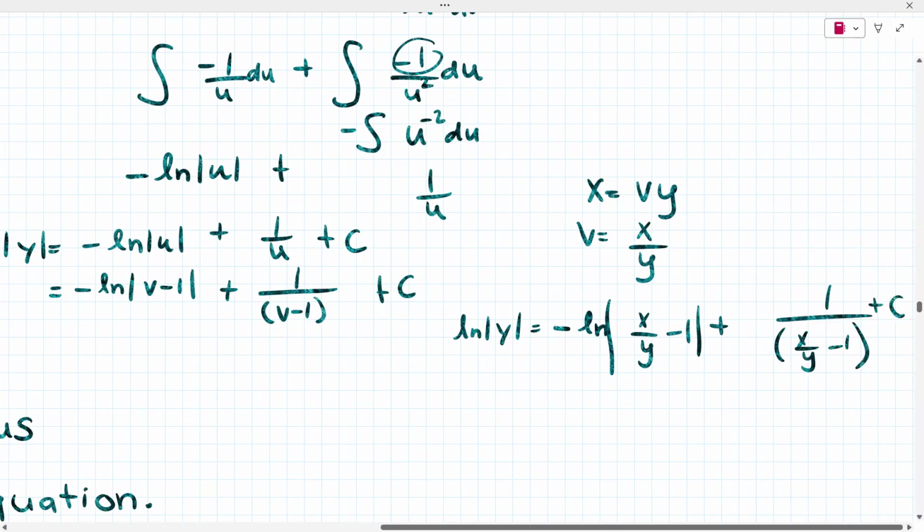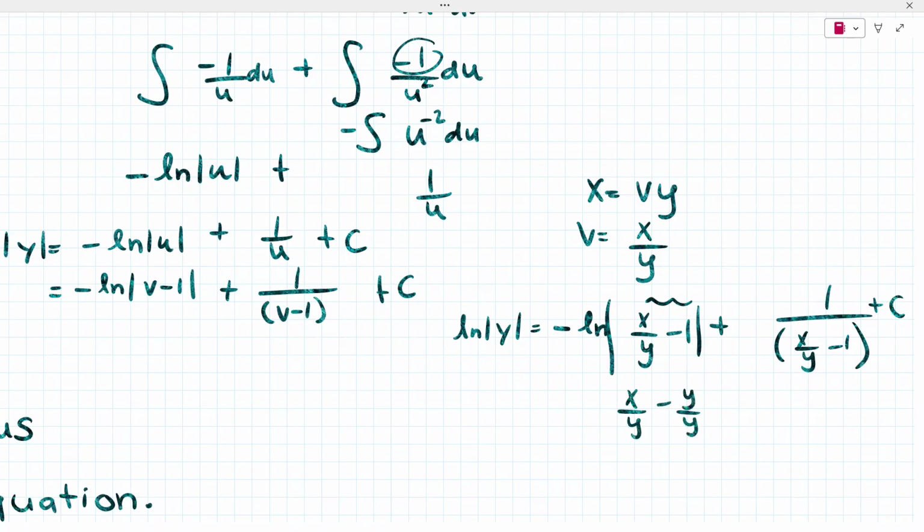And I guess you could simplify here, right? x over y minus 1 is like x over y minus y over y. And then the same thing here, you need to find a common denominator. That's x over y minus y over y.